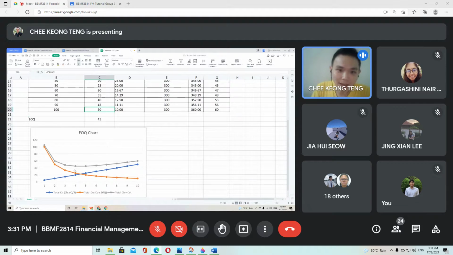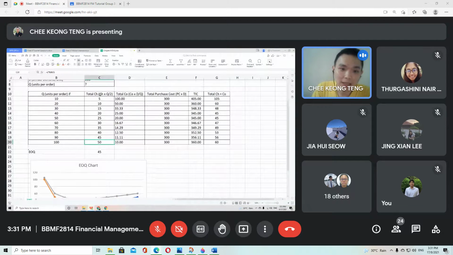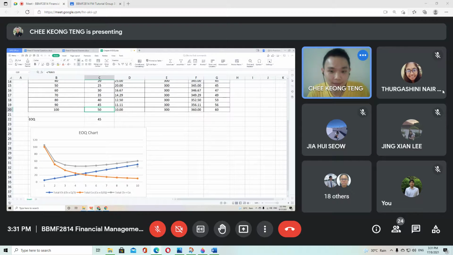And if you ask again, why is this one consistent? Very simple. Because the relationship between cost of holding and Q, the order quantity, is a times relationship. Anything with a simple times relationship, like 1 times 2, 2 times 2, 3 times 2, 4 times 2, will be linear if you plot the graph. That's why it's a straight line.